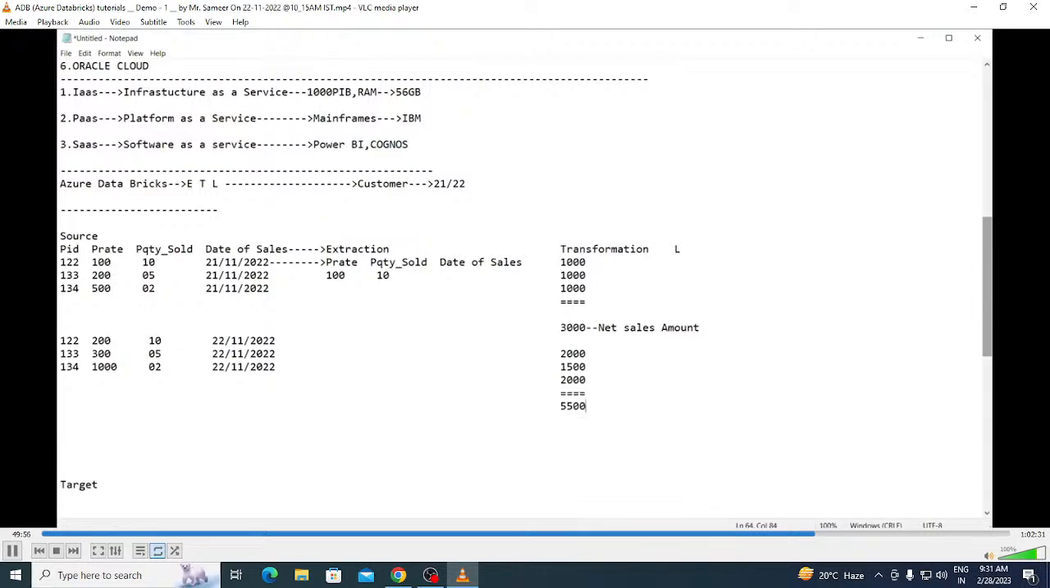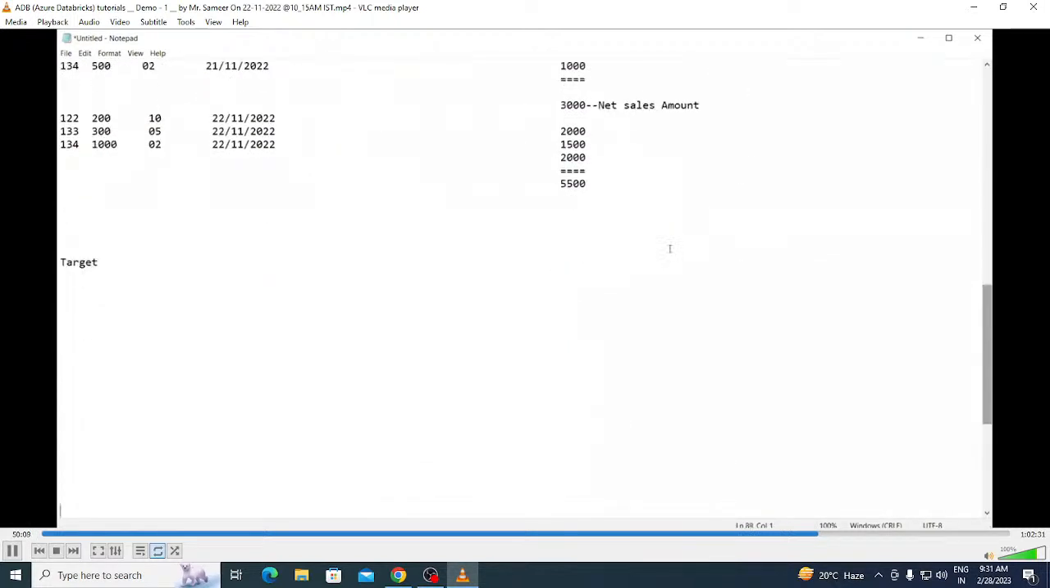Now, guys, this is the net sales amount. This process is called the transformation process. It's done now. Finally, you will be loading. Where will you be loading the data? Finally, you will be loading the data into the target. So how will I load the data? I will load the data like this. See here, I'm loading the data.